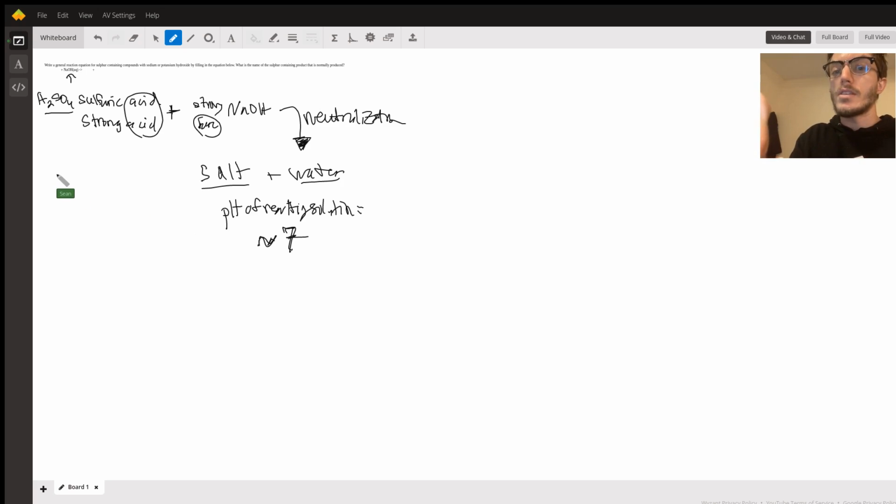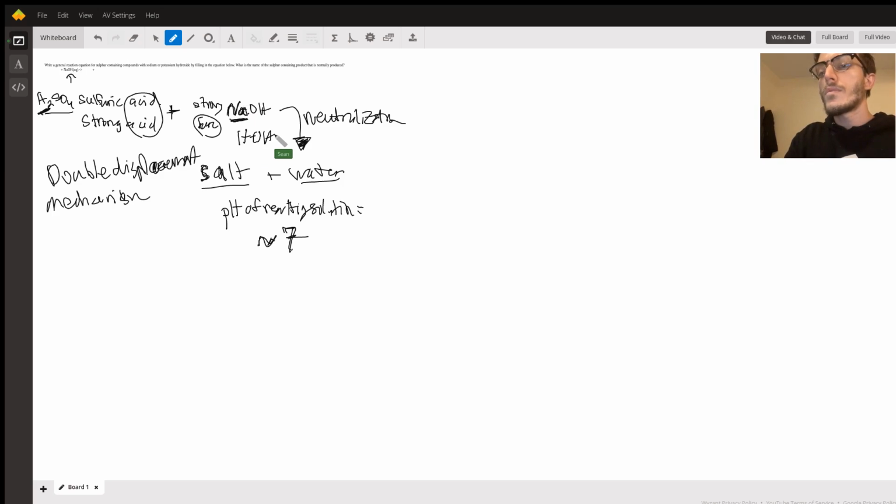So this reaction takes place via a double displacement mechanism. The H in the acid trades places with the cation in the base, the sodium in this case. So the H will combine with the OH, which forms H2O, so that's our water.